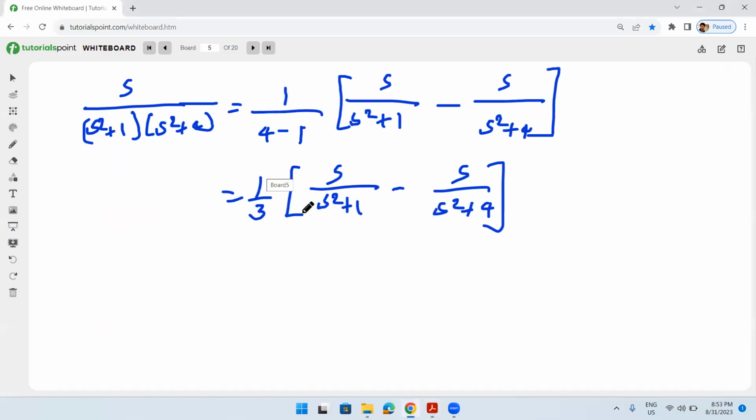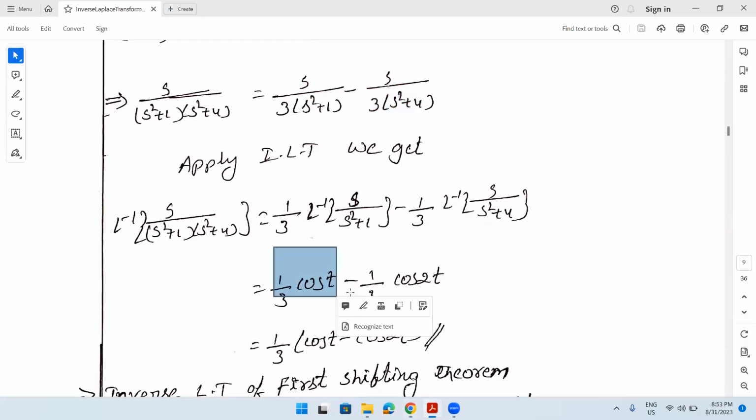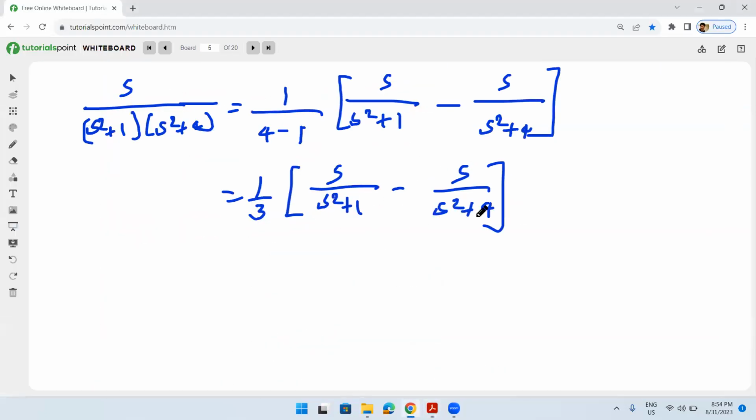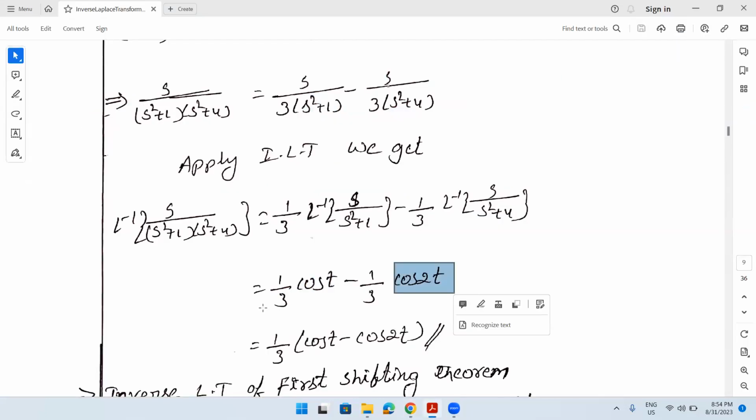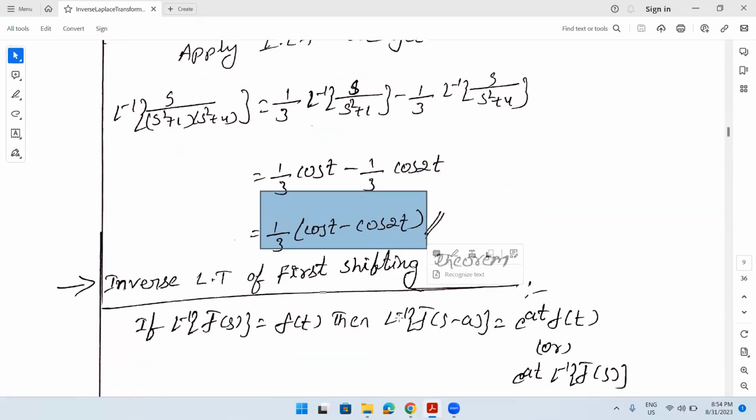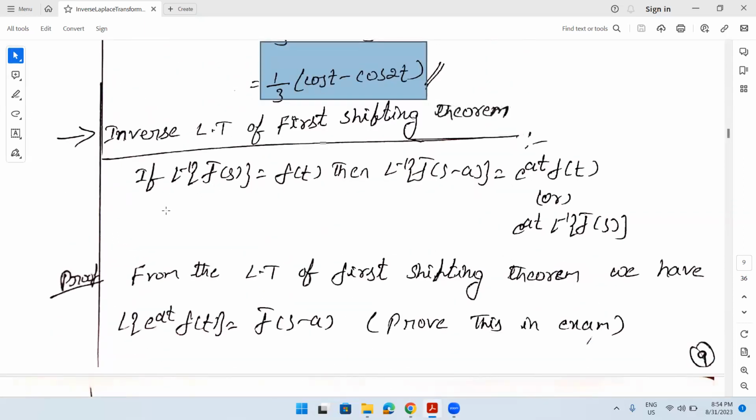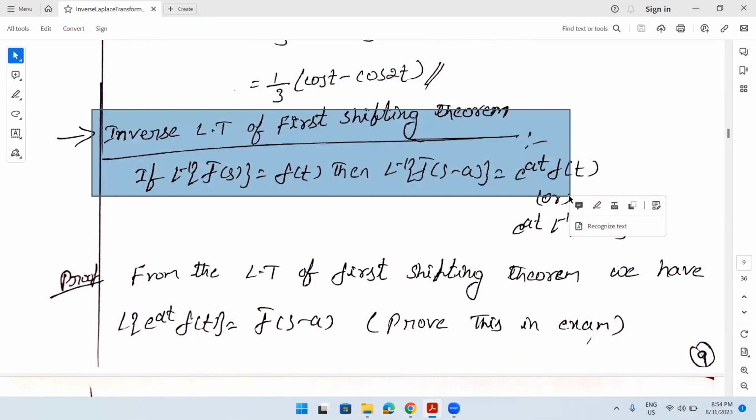So directly we can apply 1/3 outside. L inverse of s by s square plus 1 is cos at. Here a square is 1 square, so we get cos 1t. And 1/3 outside anyway. s by s square plus a square, what is a square? 2 square, so cos 2t. So that's the final answer. Simply we can do it like this. Okay, so this is about the inverse Laplace transform using partial fractions. In the next topic, we shall see the inverse Laplace transform using the first shifting theorem.